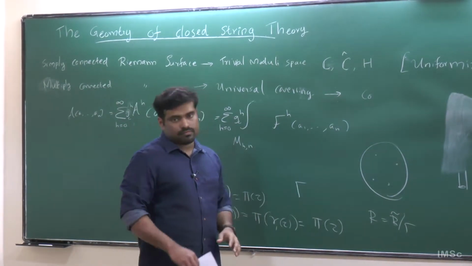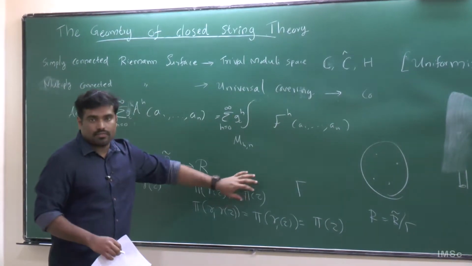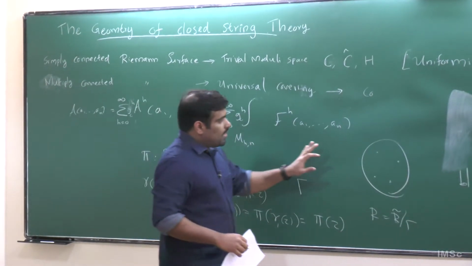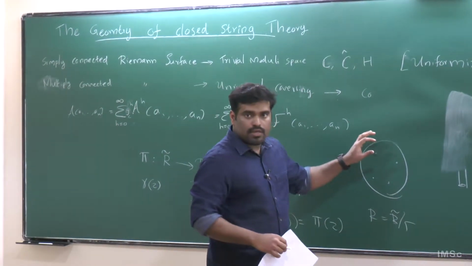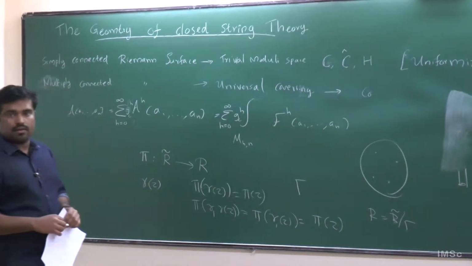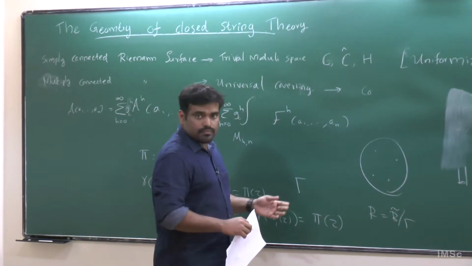Because R tilde itself is a Riemann surface. And R is a Riemann surface with some specific number of handles and punctures. That itself says that you have a specific number of independent cycles on the Riemann surface R. So from there you can see that the group gamma is discrete, right?